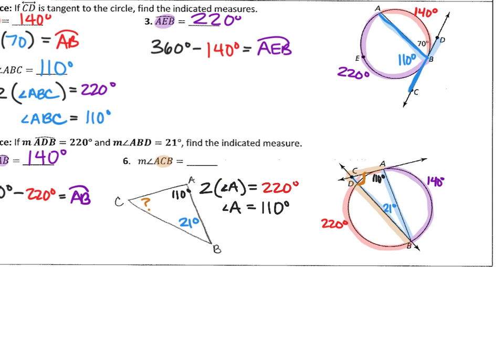Okay, so now that we know all triangles add up to 180, what we can do to find angle C is we can do 180 minus the 110 minus the 21 degrees, and that would be equal to angle C. So do that math for me real quick. What is 180 minus 110 minus 21? We should get 49 degrees. So we know that angle C, which is what we were looking for, ACB, is equal to 49 degrees.